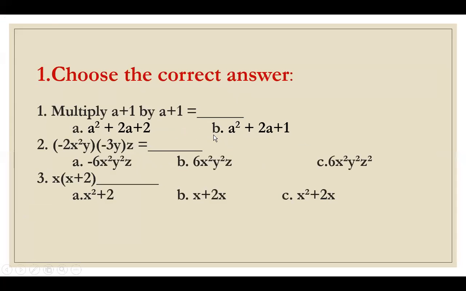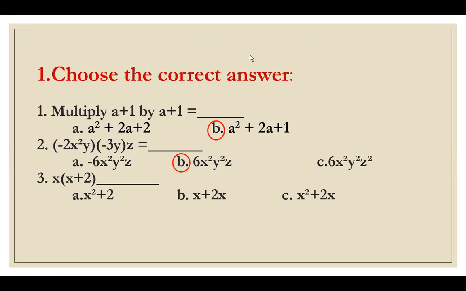So here, answer number 1 is a square plus 2 plus 1. What about the second term, students? Here, minus minus, we get plus. 2 3s are 6, x square, y square, and z. So, which will be the correct option? What will be the correct option here? The correct option will be B.